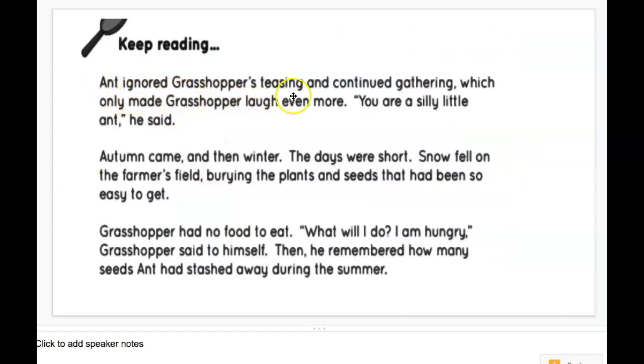Ant ignored Grasshopper's teasing and continued gathering, which only made Grasshopper laugh even more. "You are a silly little ant," he said. Autumn came, and then winter. The days were short.